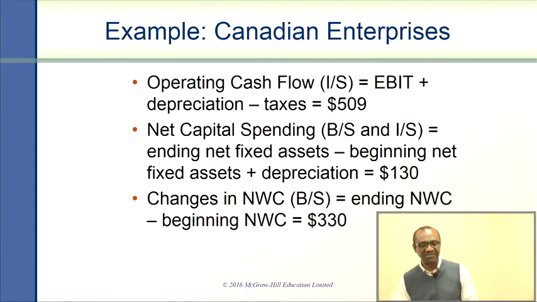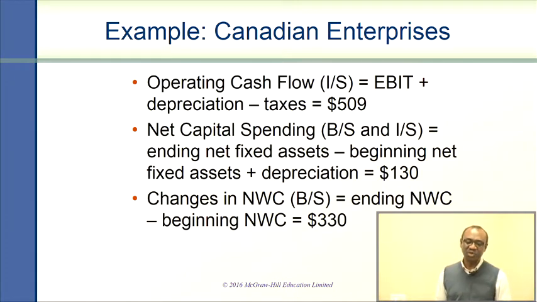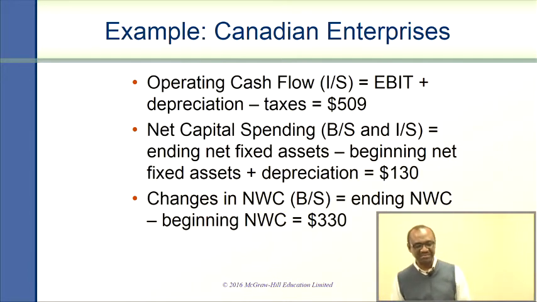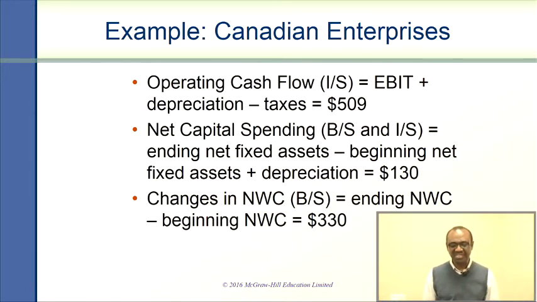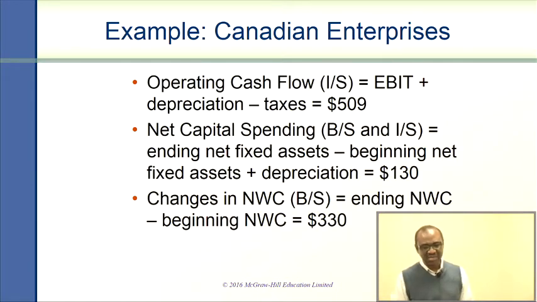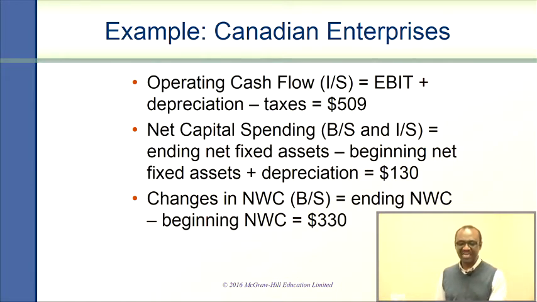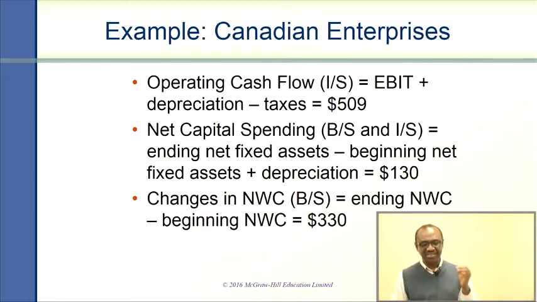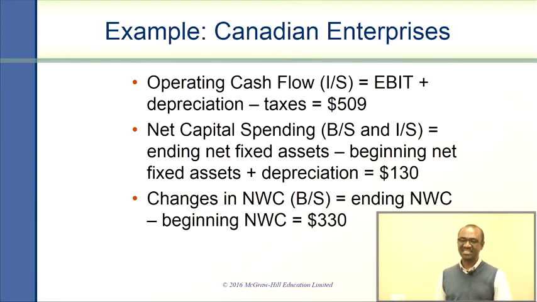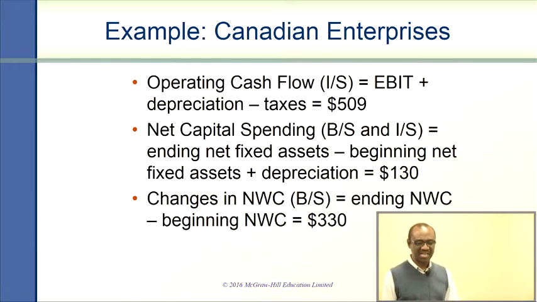Other ones we have, using the example of Canadian enterprises, we're able to calculate the following. The first being the operating cash flow, which is derived from the income statement. The IS means income statement. From the previous slides, we have the earnings before interest and tax, to which we add depreciation back. And the reason why we add depreciation back is because depreciation is a non-cash item. So in essence, it does not involve physical payment of cash, and so we add it back.